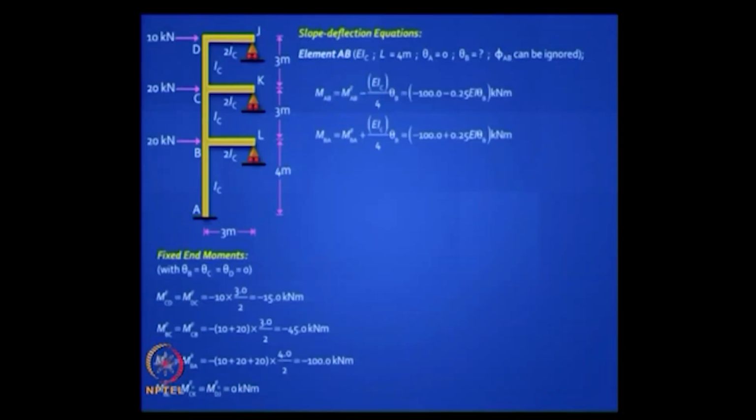In those instances you would need to do a second order analysis, or you can do something that we are going to learn when we study matrix methods. Okay. So slope deflection equations, let's take AB. MAB is MFAB minus EIC by 4. Why is it minus?